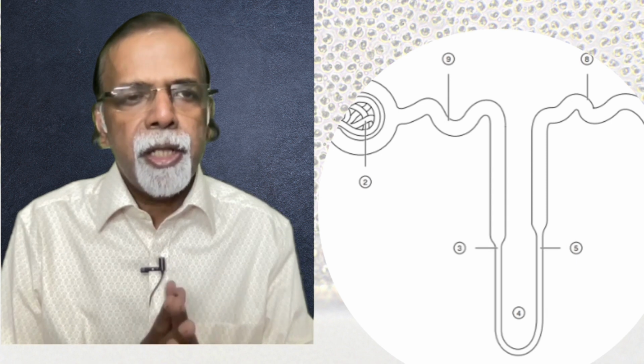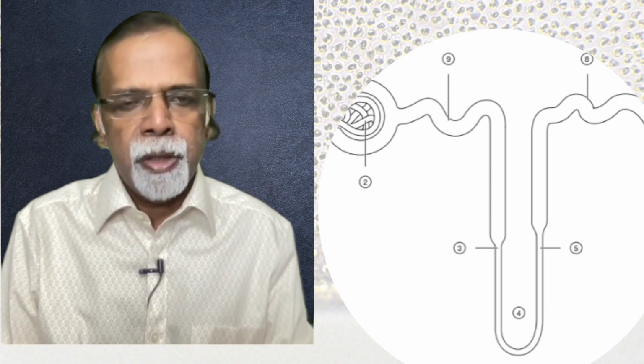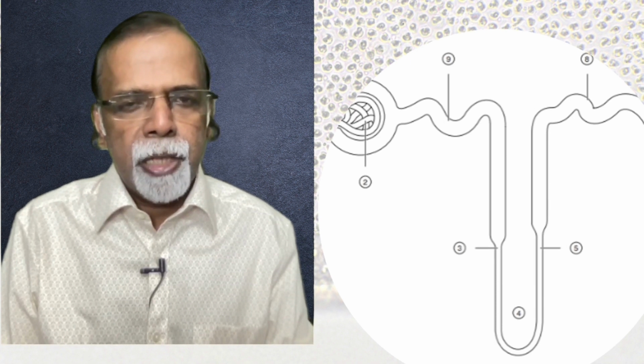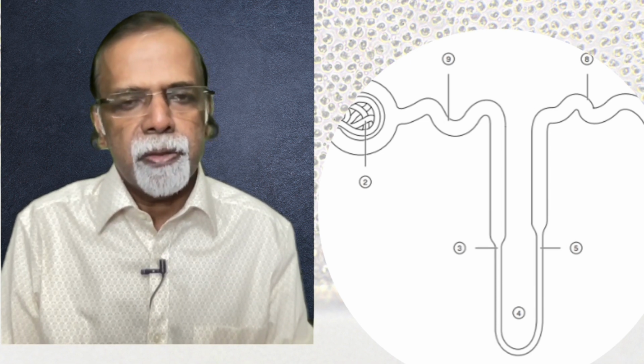And the functional unit of the kidney is the nephron. In the next session, we will be discussing the parts of the nephron and the functions of the nephron.